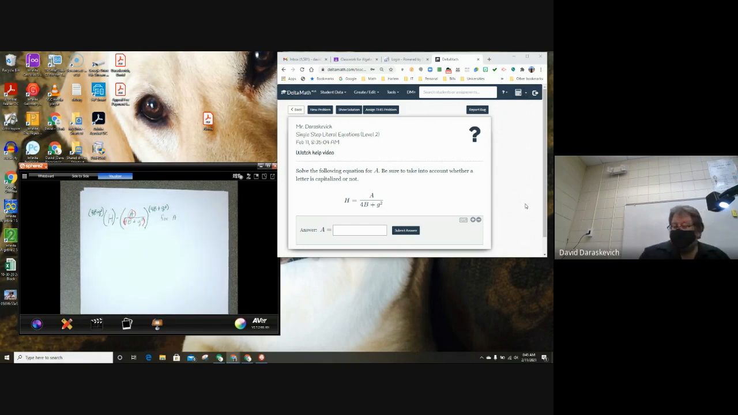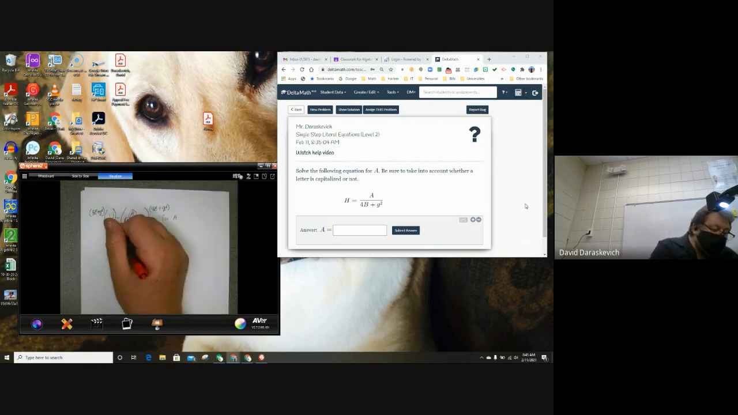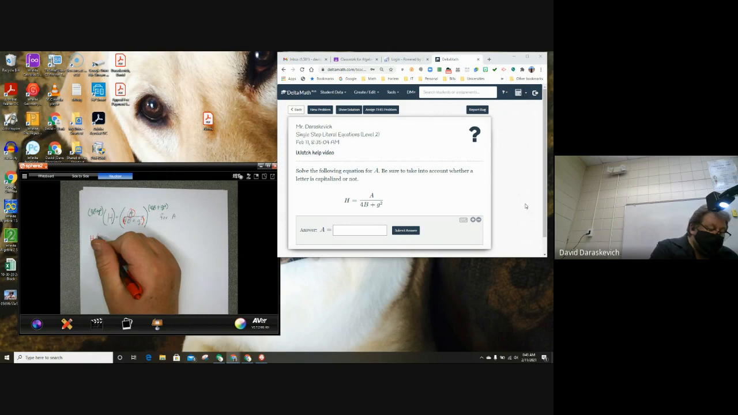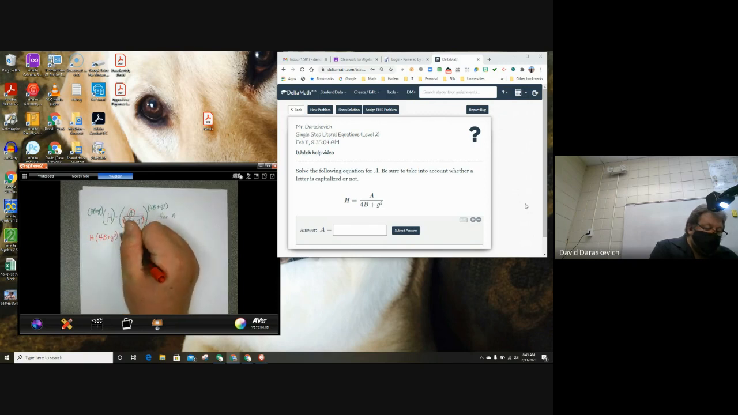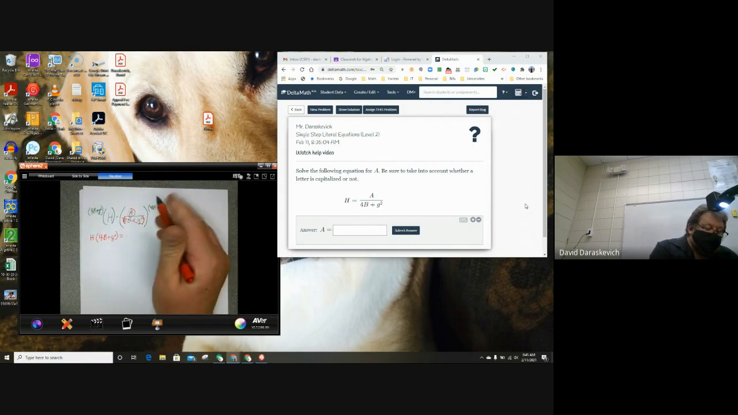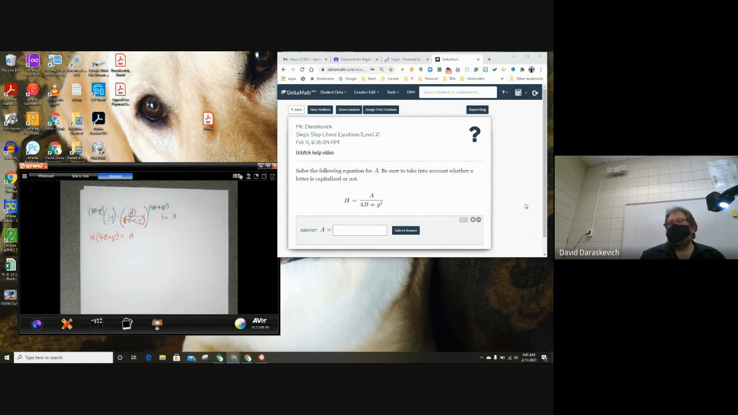So on the left-hand side, I'm going to put that H in front because I like having numbers in front of parentheses. I've got my 4B plus G squared, bring down my equals. These cancel, and I get my A. So now I've got my A isolated.